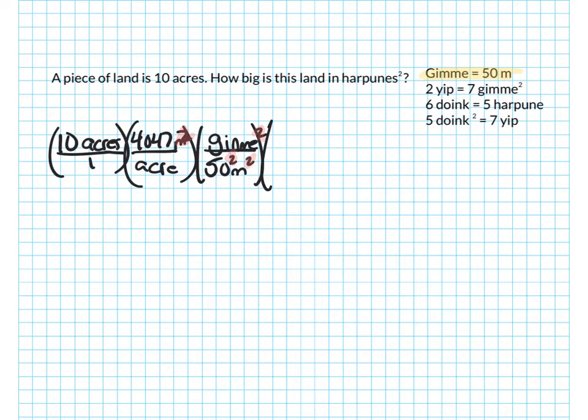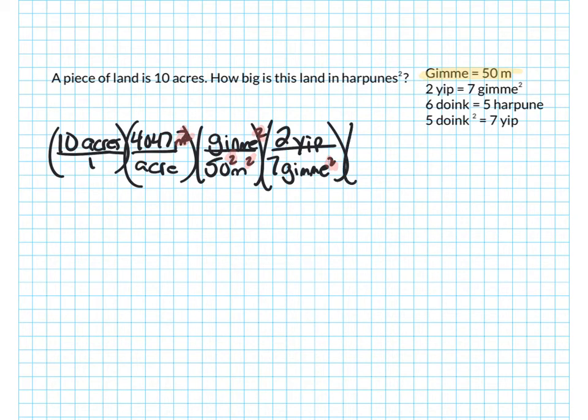Next, it's going to be 2 yip equals 7 gimme squared. And the gimmes go in the bottom, and they're squared already, so I don't need to do anything else. 7 gimme squared. And on the top, that's going to be 2 yips. I don't need to do anything because, again, my stuff is going to match. So I've got gimme squared on the top and gimme squared on the bottom. So I don't need to do anything to make those match because they already do. All right, let's keep going.